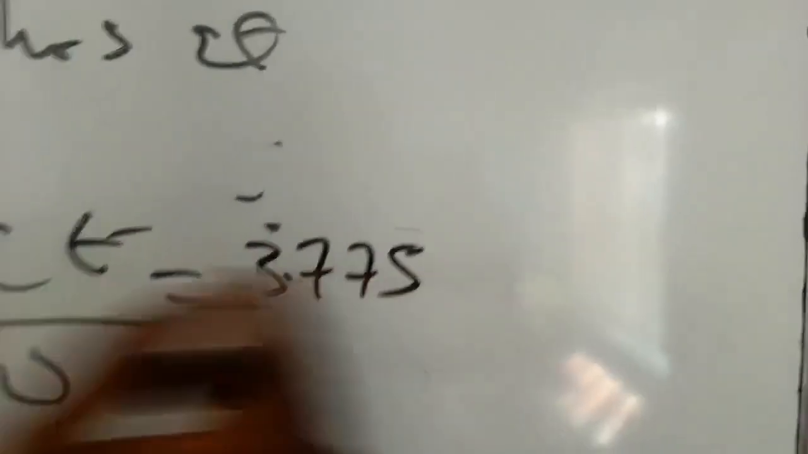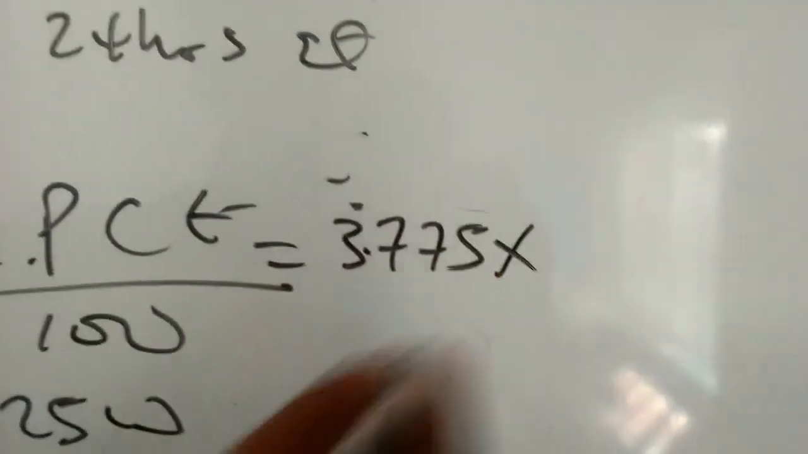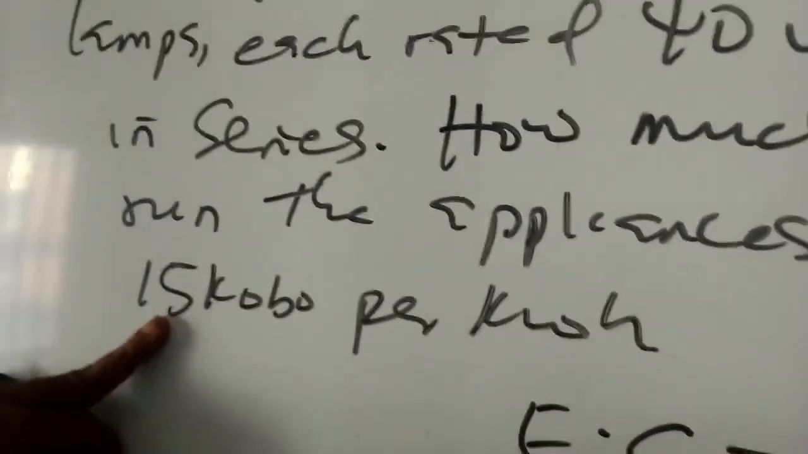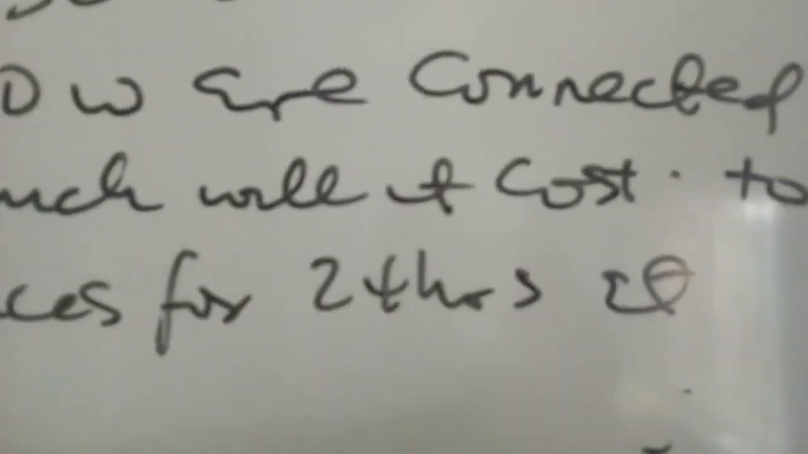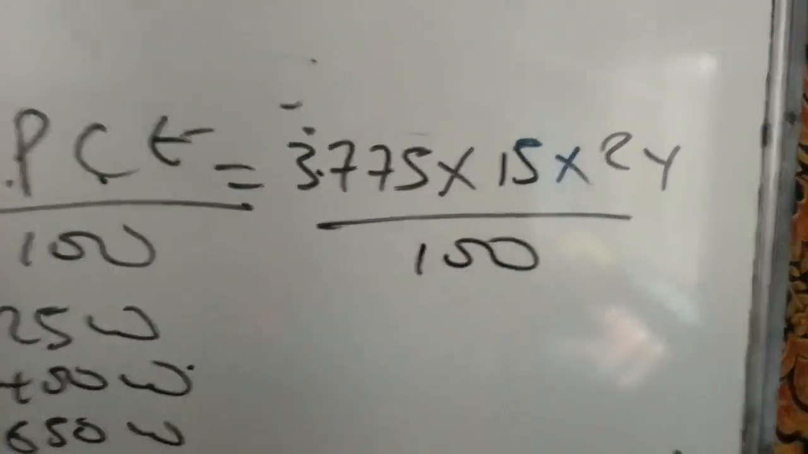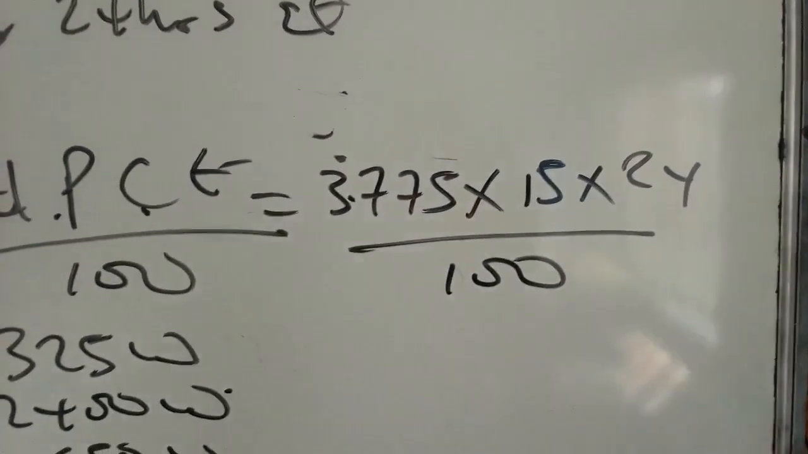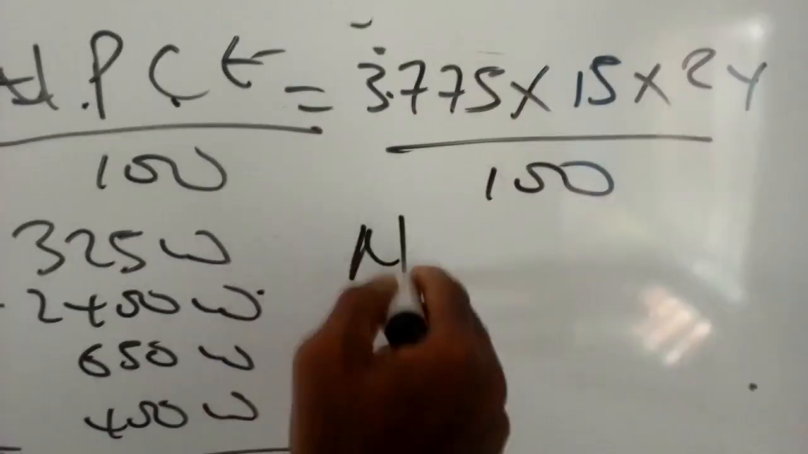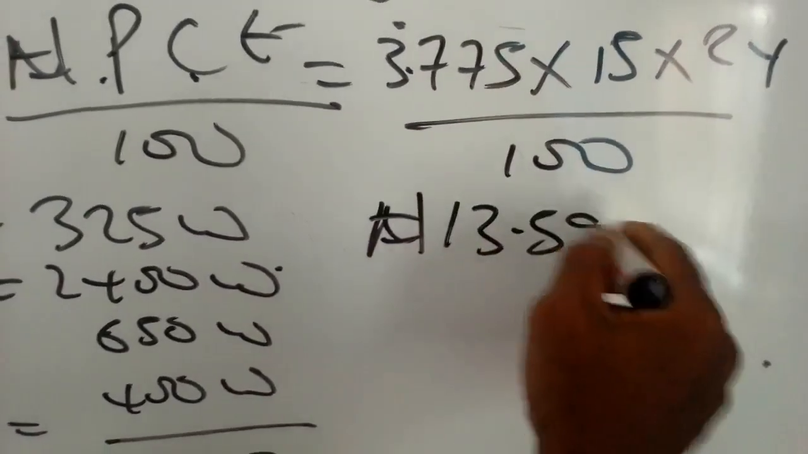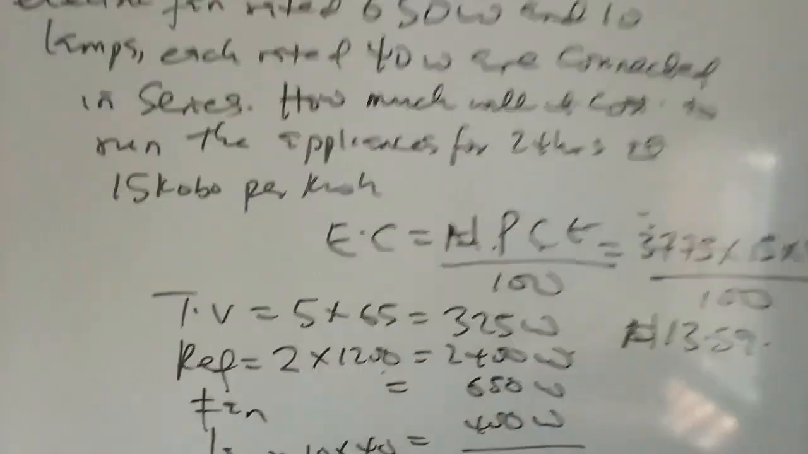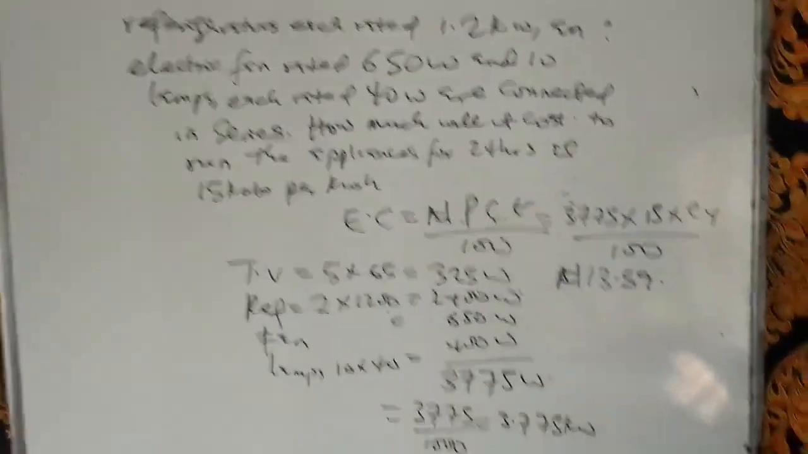We'll now go to the formula. 3.775, the power in kilowatts. Then the cost per kilowatt hour in this equation is 15 kobo. That is what C stands for. The time, which should be in hours. How many hours? 24 hours. Then divide by 100 to leave our answer in Naira. So when we divide, our final answer becomes 13 Naira 59 kobo. That becomes our final answer to this problem.